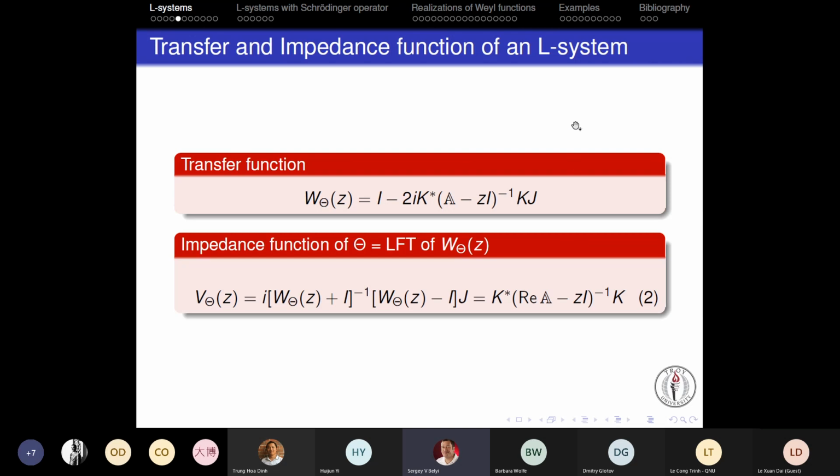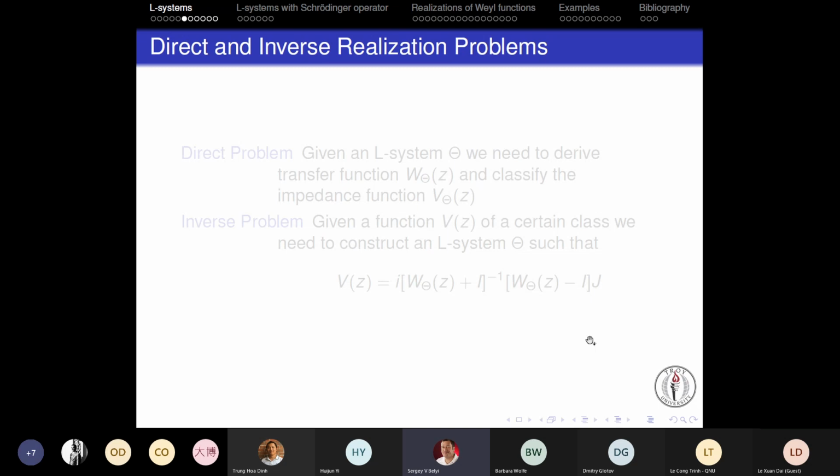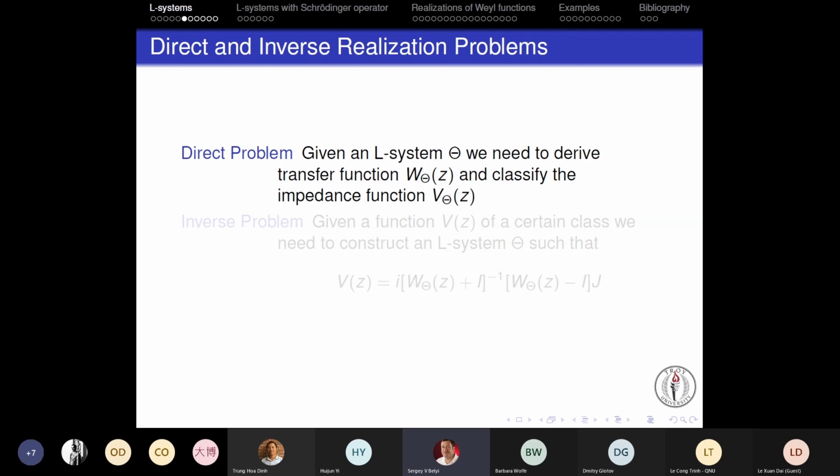And an even richer object is the so-called impedance function of an L system, which is the linear fractional transformation of W. Or it could be written directly using the elements of the original L system. So typically, there are two types of problems coming from system theory associated with an L system. There is a direct problem, which goes like this. You are given an L system, and we need to figure out what the transfer function of the system is and classify the impedance function.